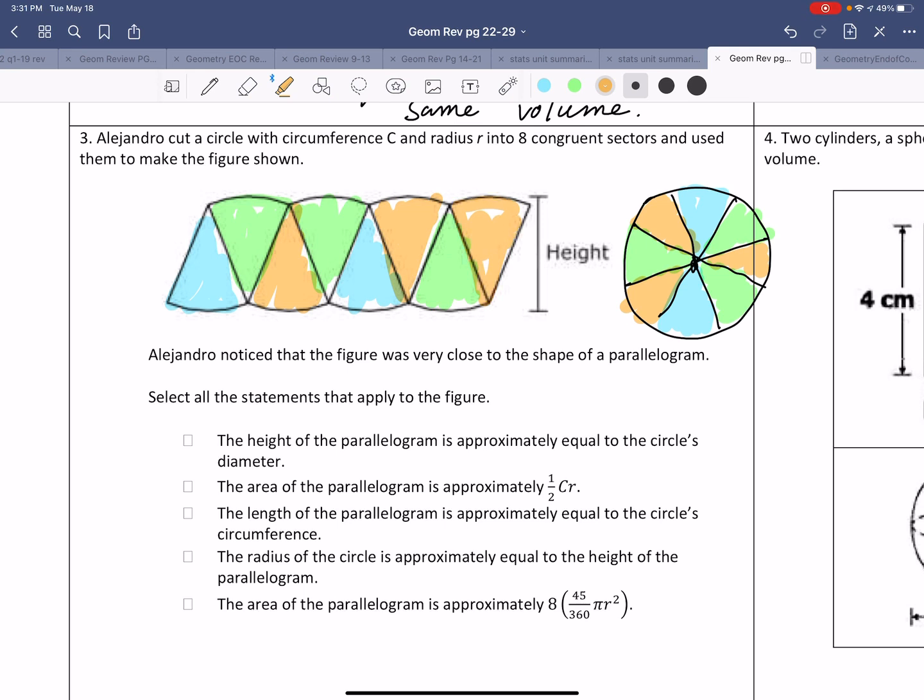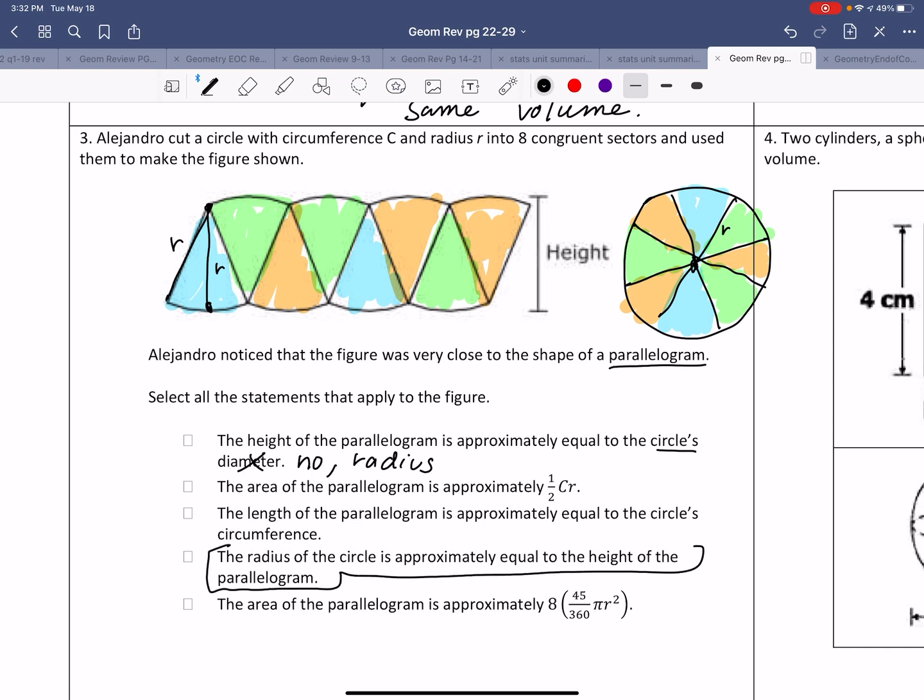Okay, so he cut a circle with circumference C and a radius of R, and so that's this length right here, into 8 congruent sectors and used them to make the figure. Alejandro noticed that the figure was very close to the shape of a parallelogram. Select all the statements that apply. The height of the parallelogram is approximately, right? This would also be the radius, the center to the edge. The height of the parallelogram is approximately equal to the circle's diameter? No, the radius. The radius of the circle is approximately equal to the height of the parallelogram. So this was what we were looking for.